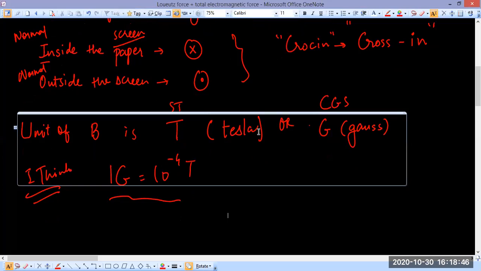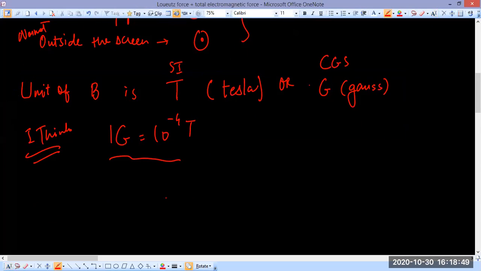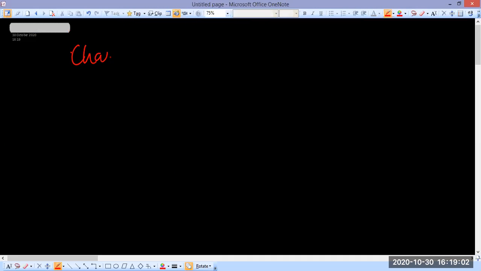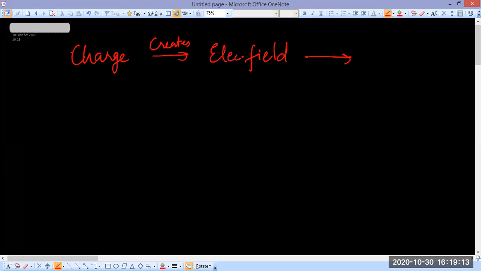Now let's talk about a few more basic things about magnetic field and how it behaves, right? Okay, so if you remember earlier I told you that a charge, stationary or moving anything, charge creates electric field, and then this electric field applies force on other charges, correct? આવી રીતે હોય ને, right?